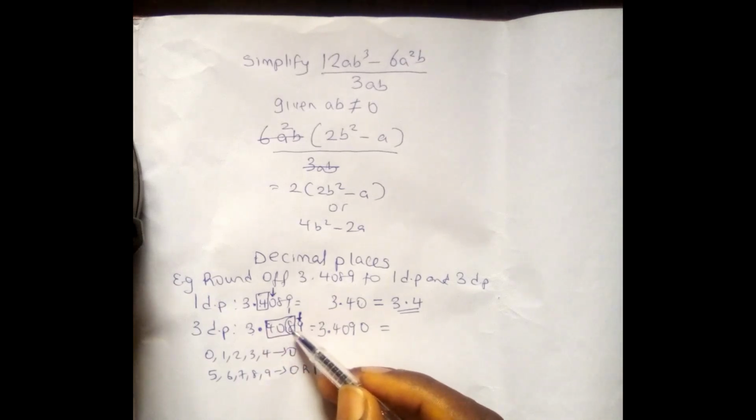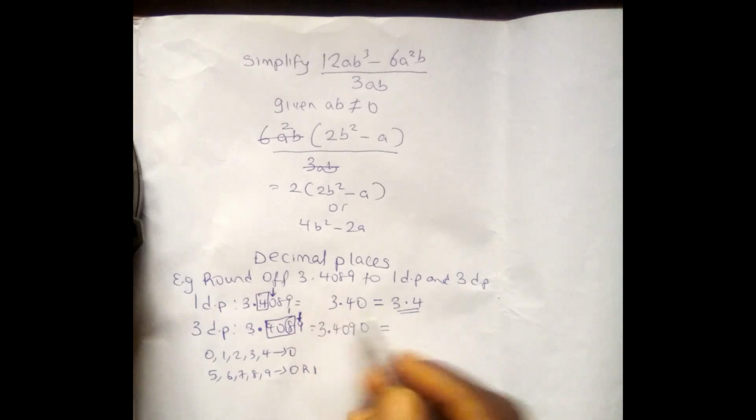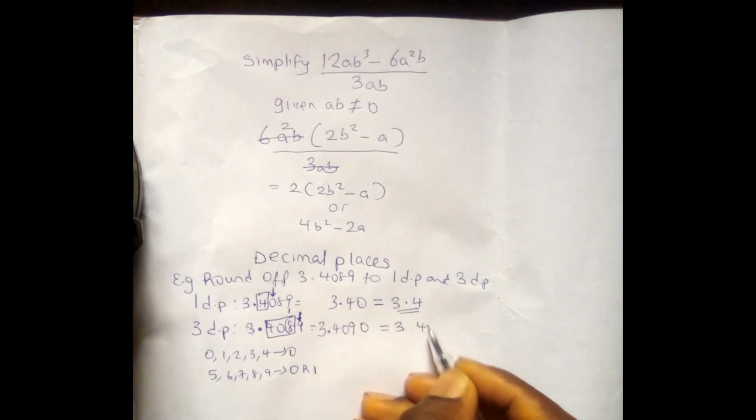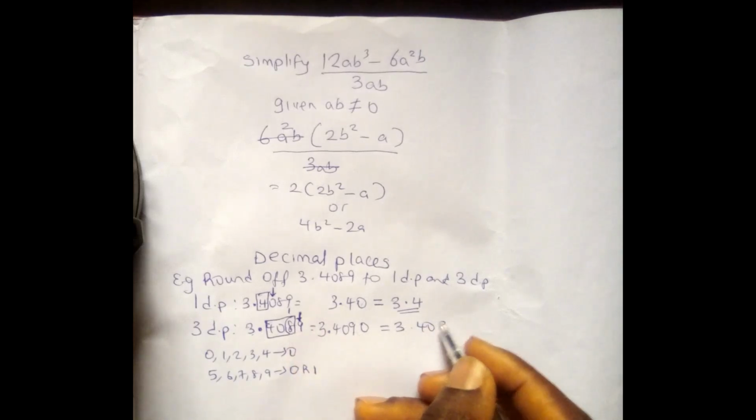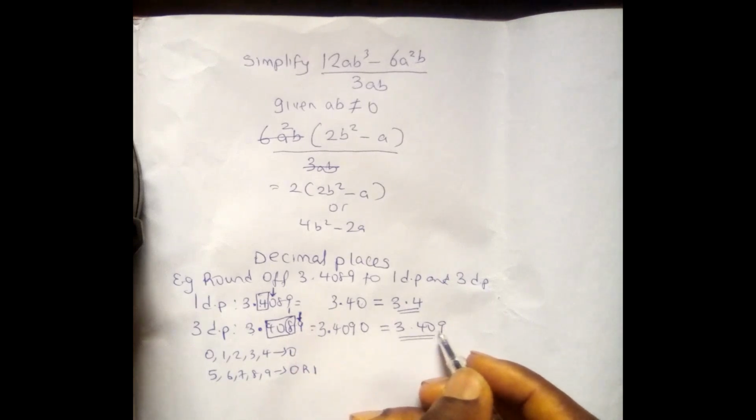We are only writing the numbers outside and the numbers inside the box. If any has been rounded up, you write the new answer. So we have it as 3.40, and here 8 has been rounded up to 9, so we write 9. So this is the answer, 3 numbers after the decimal point.